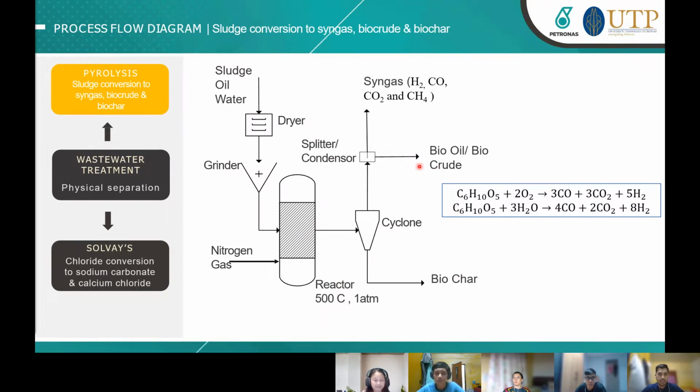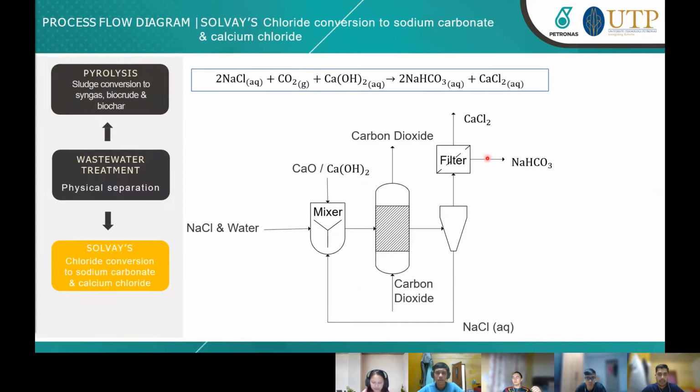The top vapor stream is cooled, where the biocrude is condensed and stored, while the syngas is further separated into its respective components using multiple stages of membrane filters.